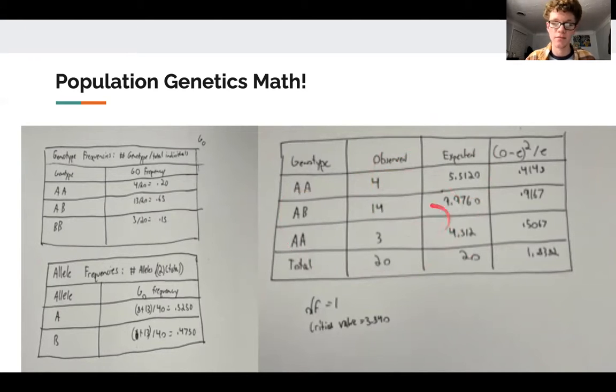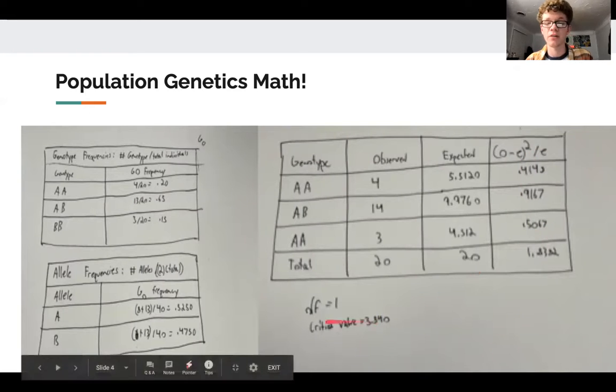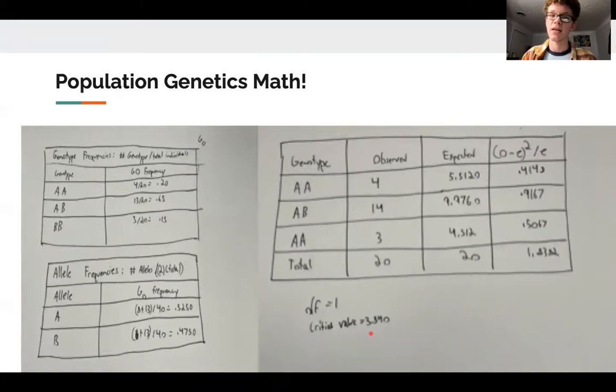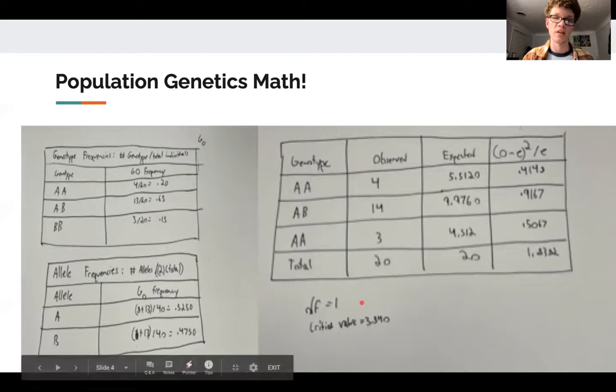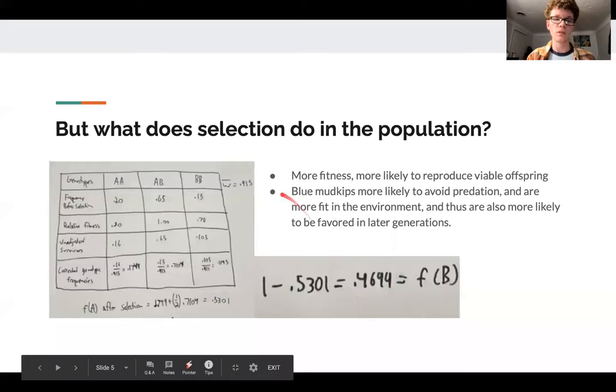I'm not going to talk about all of the math, but you can see kind of what I did here. There's the formula. Once we add up these numbers, we get 1.8382, which is below the critical value for our degrees of freedom for this chi-square test, which is 3.840, which means that this population initially is indeed aligned with the Hardy-Weinberg equilibrium. But what does the selection actually do in the population?